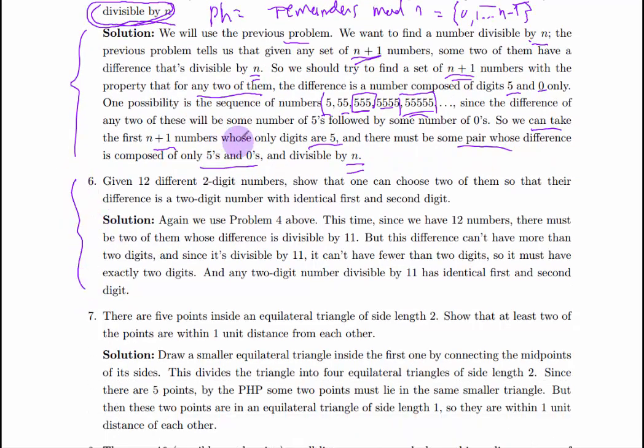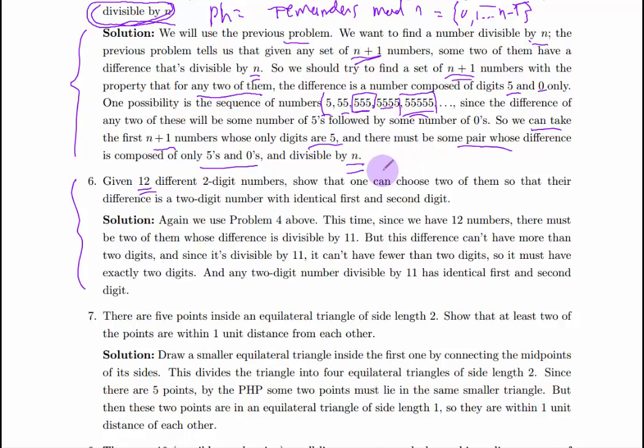Okay, look at number 6. Given 12 two-digit numbers, one can choose 2 of them so that their difference is a 2-digit number with identical first and second digit. Okay, also a little bit of a trick here. In this case, the number of pigeons is clear. We've got 12 pigeons, and we want to fit them into 11 holes. So what are the holes?